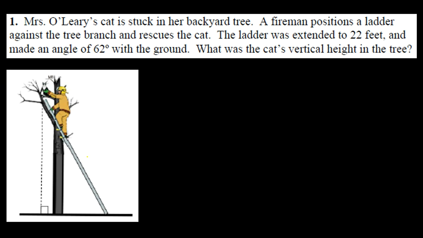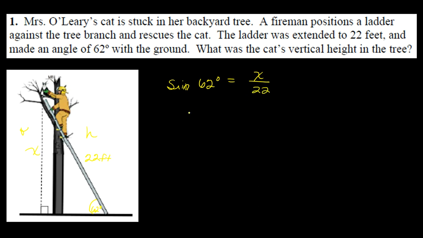So 22 feet is our ladder. And then this angle of elevation is 62 degrees. And we are looking for how tall the cat is up in the tree. So our reference angle is going to be opposite and hypotenuse, so that is sine. So the sine of 62 degrees is equal to x over 22.